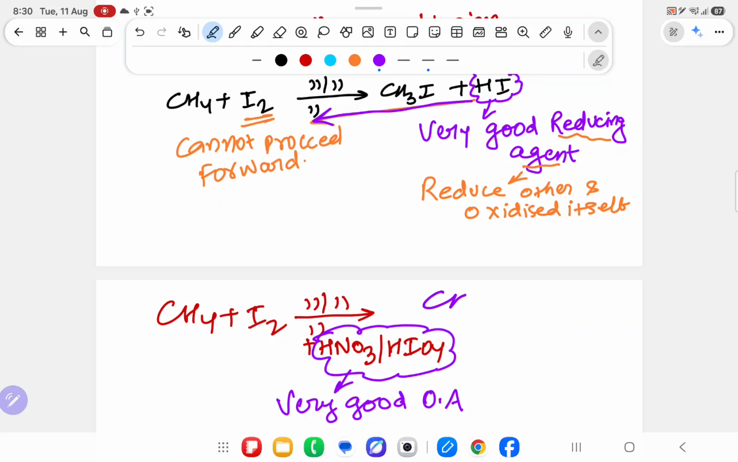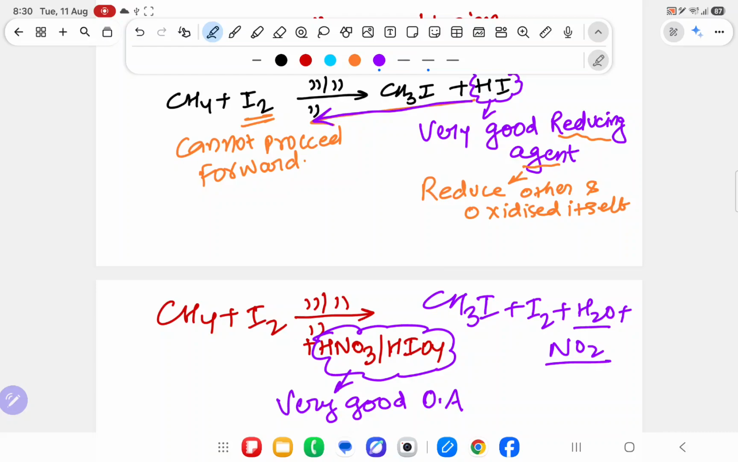And after reduction, what happens? CH3I is coming, but HI is converted into I2 plus H2O plus NO2. This is not important, but what is important is that HI was disturbing the reaction. Now it will not disturb.